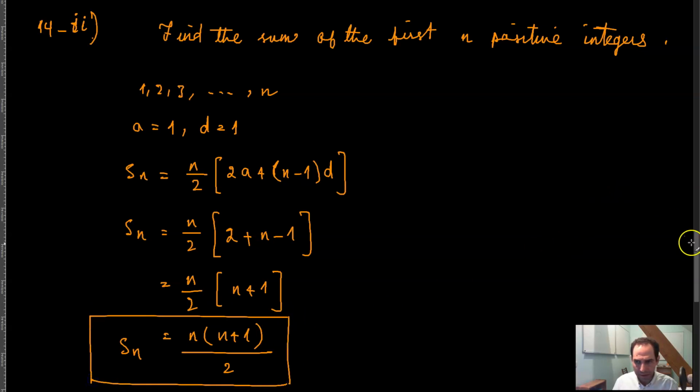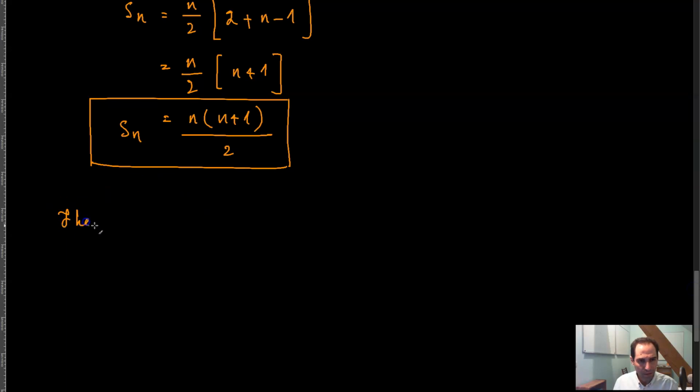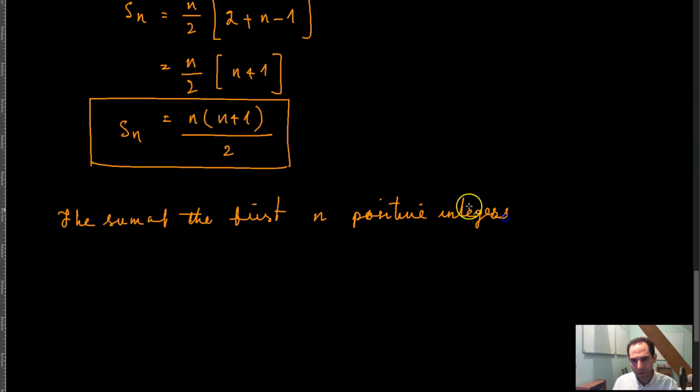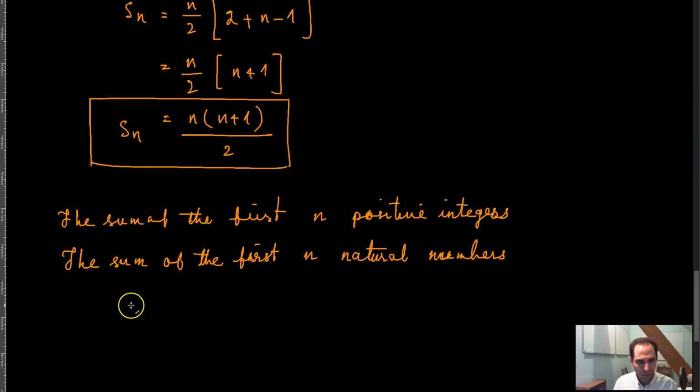So what that means is that the sum of the first n positive integers, which is to say the sum of the first n natural numbers, is given by n times n plus 1 divided by 2. That's the sum of the first n positive integers.